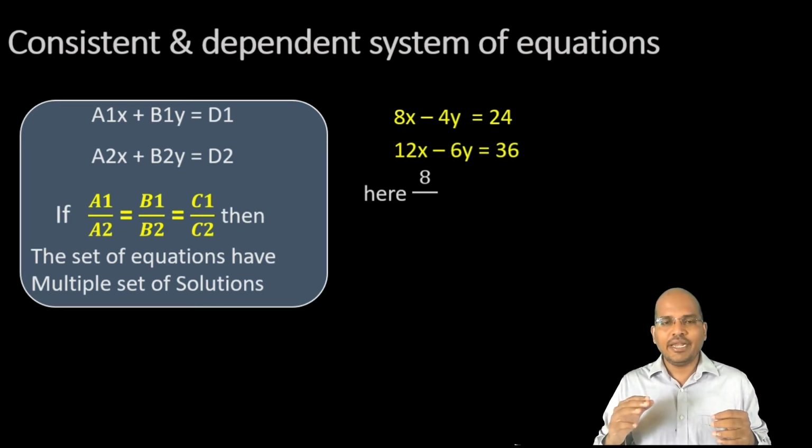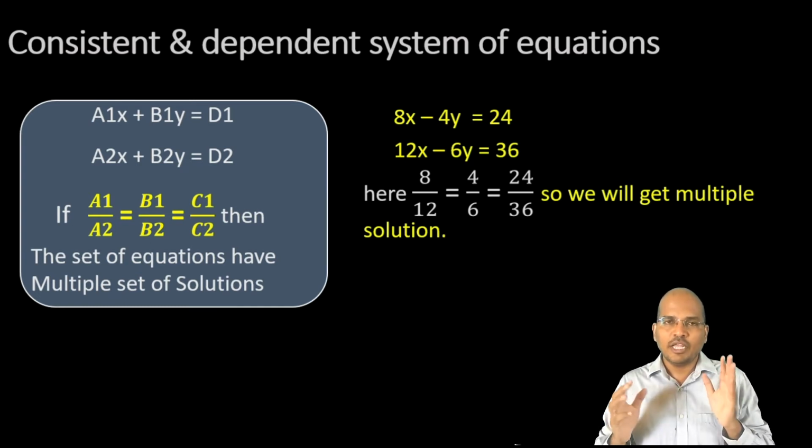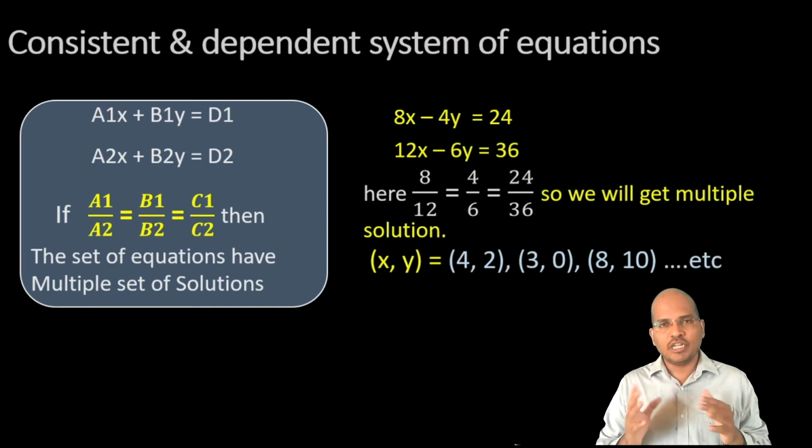Take an example, 8x minus 4y is 24, 12x minus 6y is 36. I take the ratio of coefficients 8 upon 12, 4 upon 6, 24 upon 36. In all the three cases I get 2 upon 3. So it indicates that all the ratios are equal. Hence, the given set of equations are consistent and dependent. Hence, they have infinite solutions like (4, 2), (3, 0), (8, 10) and so on. So, though we have two equations and two variables, we have a possibility of getting multiple solutions.